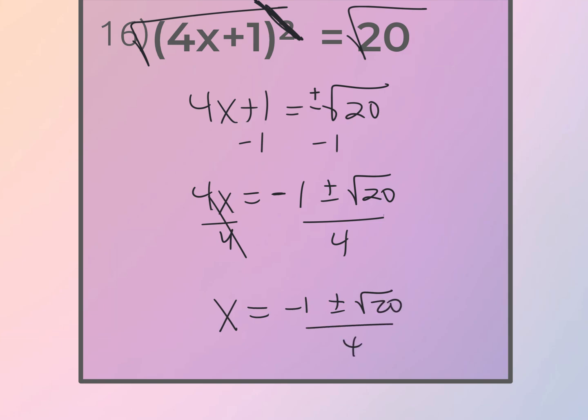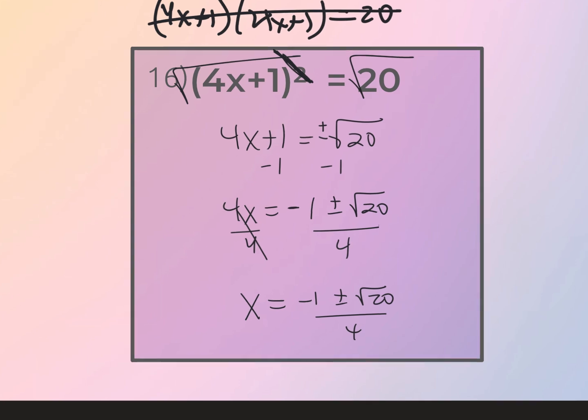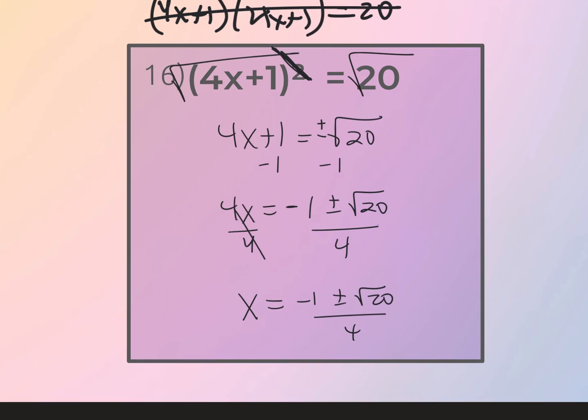Now, what this is showing you guys is if initially you were like, okay, I have 4x plus 1 times 4x plus 1, and then I FOIL it out, and then I subtract 20, is this a nice, pretty set of two factors that you could just put into two binomials? No. That's why this is the way to go.